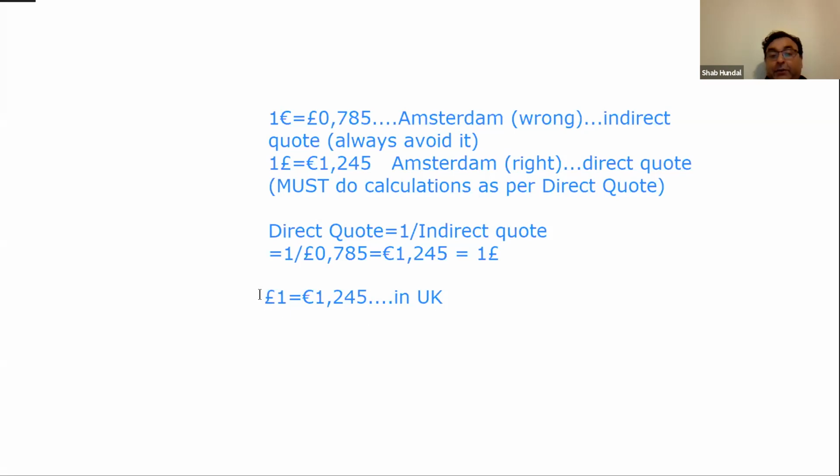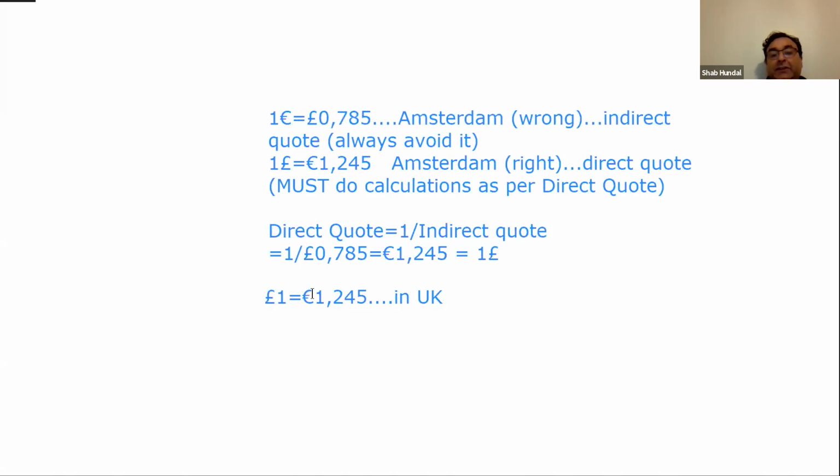This is fine. Look, this exchange rate is fine if you are in Amsterdam or any other Eurozone country. But if you are in Britain, then this will be the direct quote in Britain. Yeah, can you see this? 1 euro is equal to pound 0.785. On the right side, or this number of units should always be of the domestic currency.